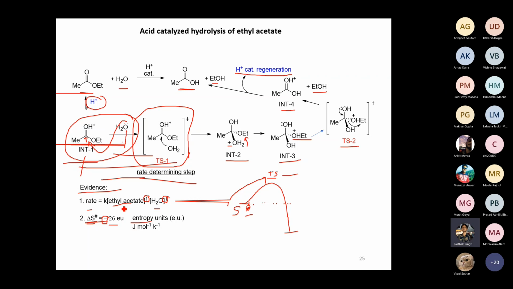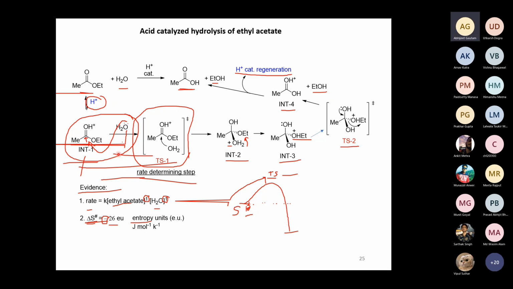So this change in entropy is strictly between the reactant and the transition state, right? And not the product. Transition state of the rate determining step. So this is the rate determining step, right? This is the rate determining step that is supported by the rate law. Is it correct or not?